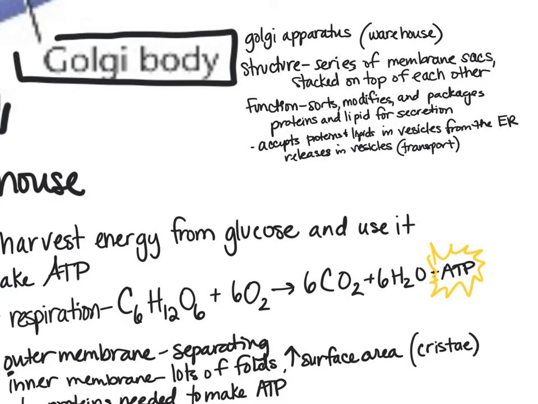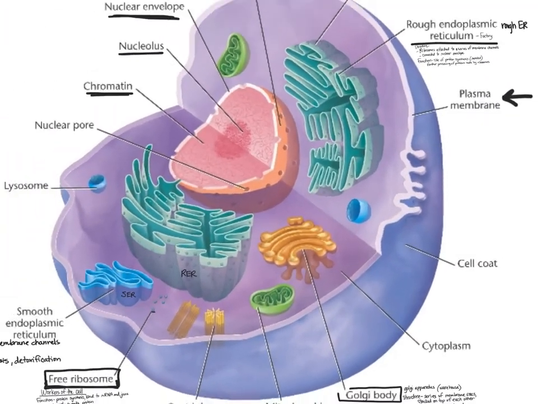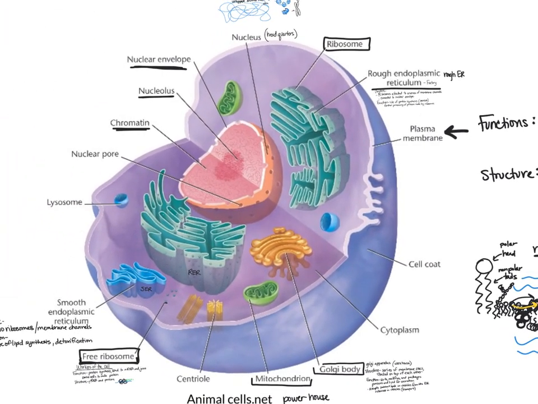So our Golgi apparatus is going to work with our rough endoplasmic reticulum, which works with the ribosomes. It also works with our smooth endoplasmic reticulum to modify, sort, and package up these things so that they can be secreted from the cell, so they can leave the cell. So we're going to talk now about these vesicles.